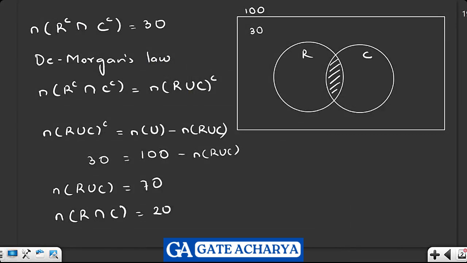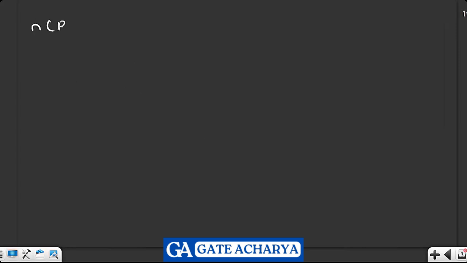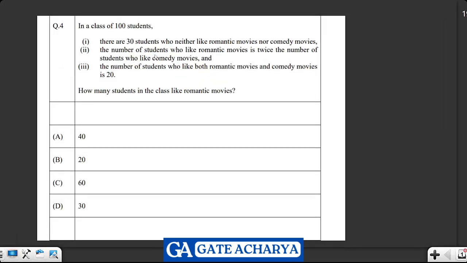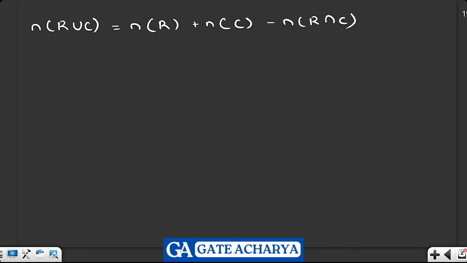Now, if you remember the union formula for the number of elements, it will be like this. The number of R union C will be the number of romantic movies plus the number of comedy movies minus the number of romantic intersection comedy. The only things I don't know are these two entities, and there's a connection between them. They are saying that the number of students who like romantic movies is twice that of the number of students who like comedy movies. So this is twice. Based on this, you can substitute and find the answer.